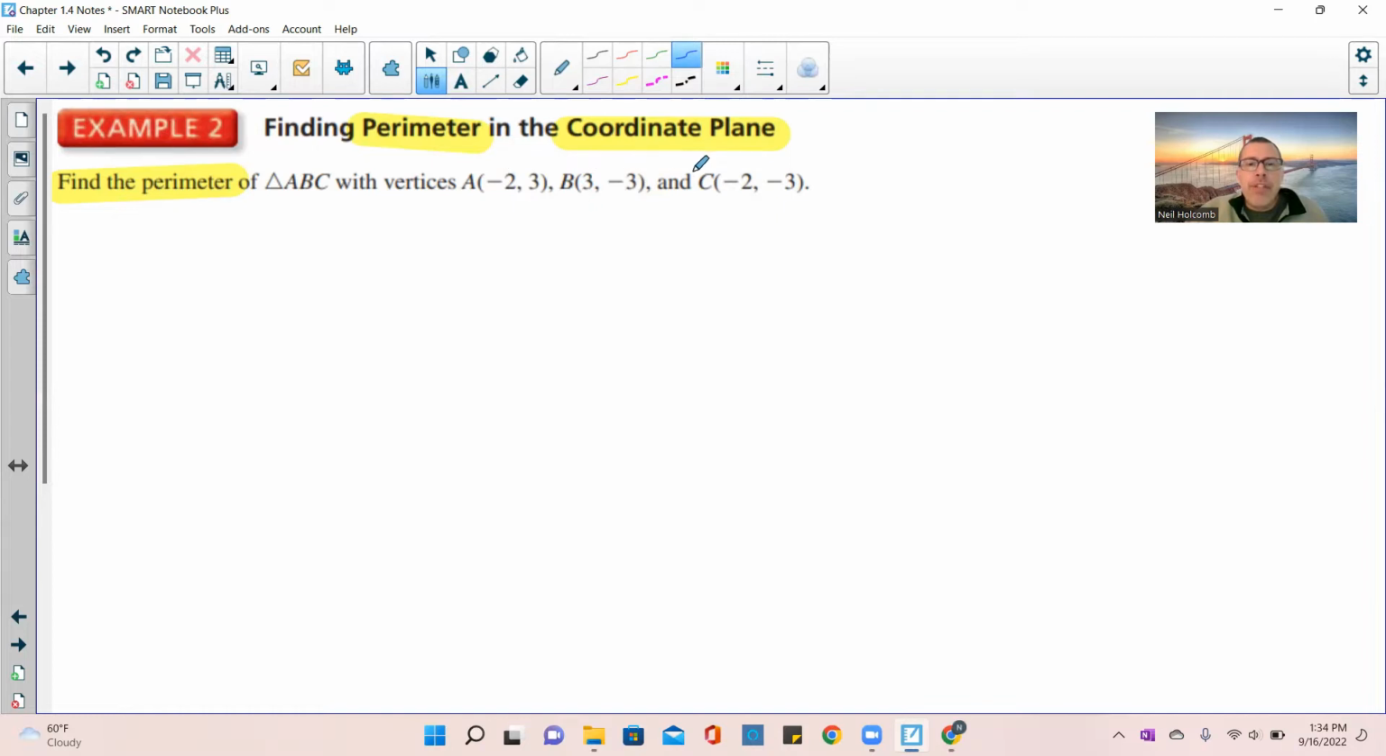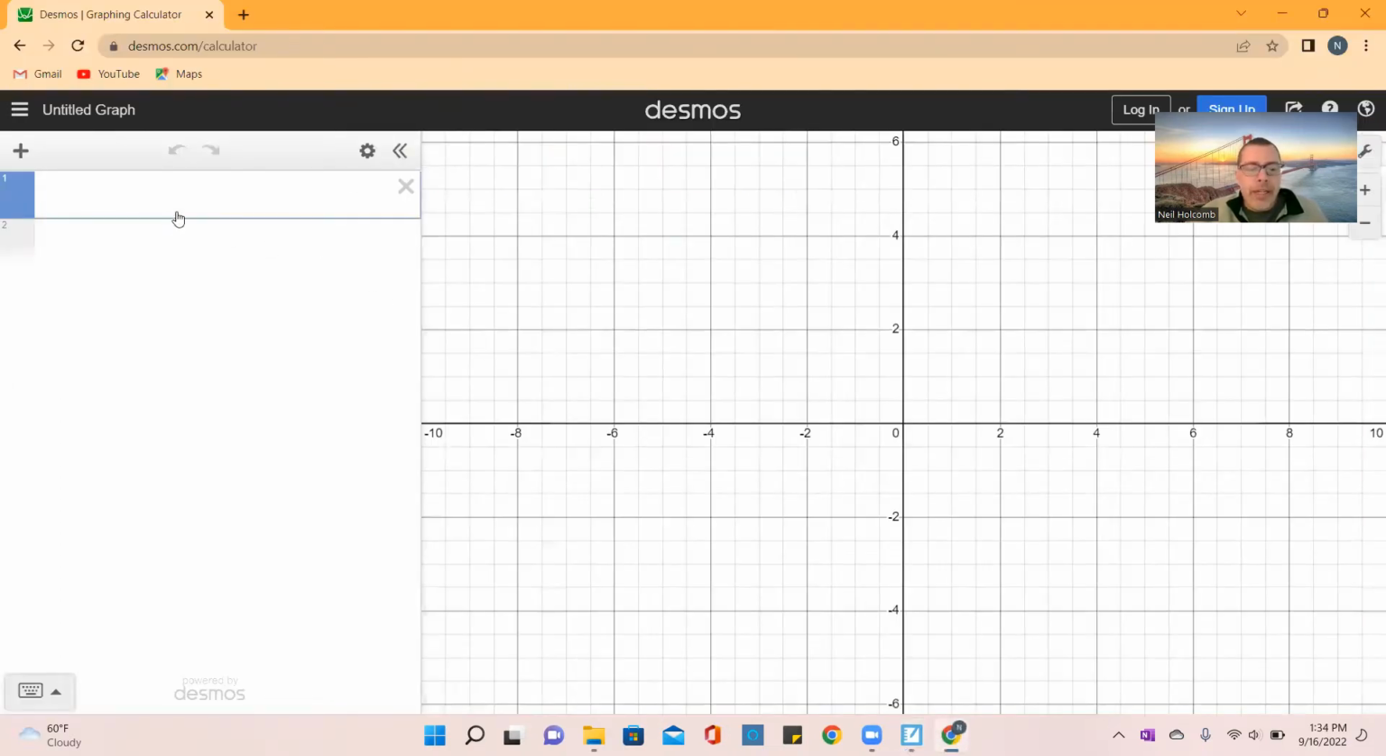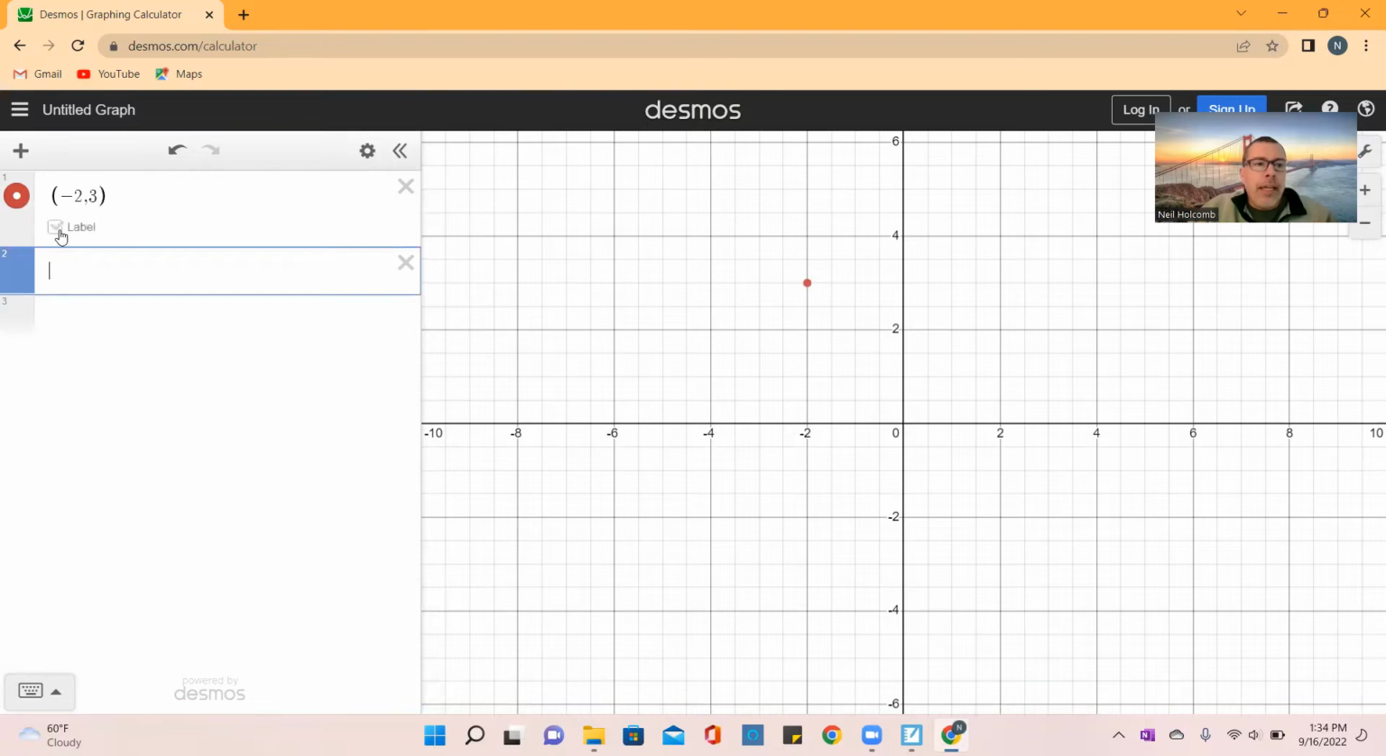Obviously, we have 3 vertices. 3 vertices would create 3 sides, so this is a triangle. We're going to put point A at (-2, 3), and I'm going to do this in Desmos. So if I type in (-2, 3), enter, and label it A.